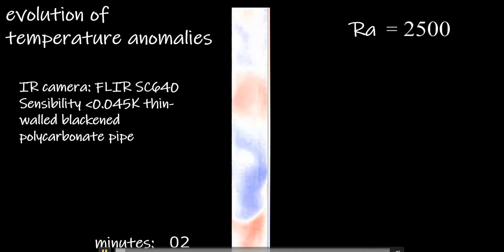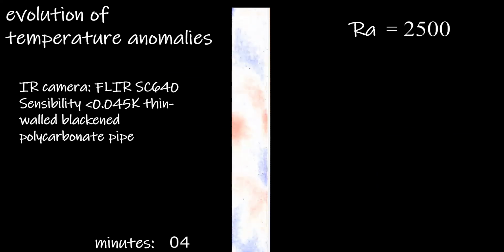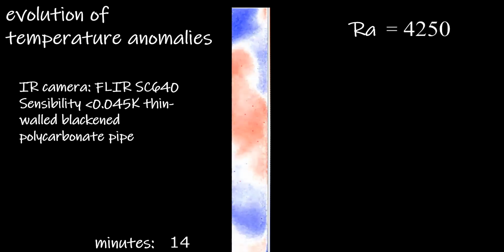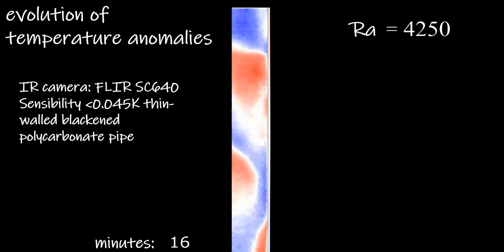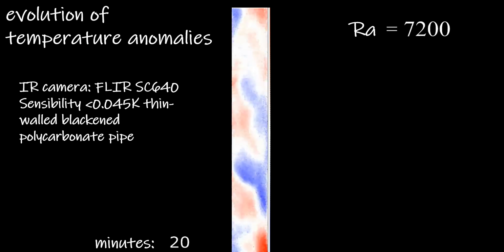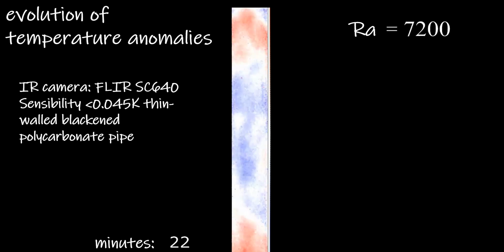We used a black, thin-walled polycarbonate pipe and a high-resolution thermal imager to study the fine structure of free thermal convection currents. The helical structure is traced so long as the Rayleigh number doesn't exceed 10,000, but then secondary vortices begin to destroy it.